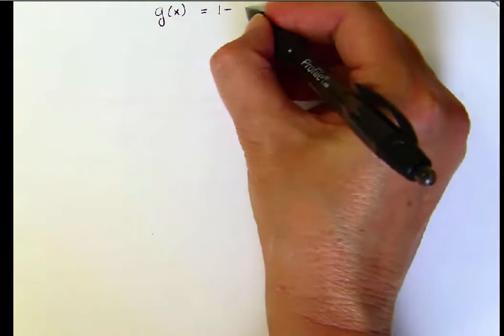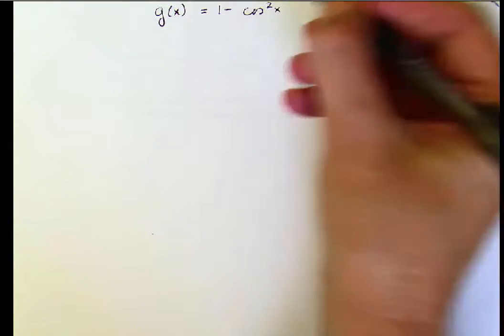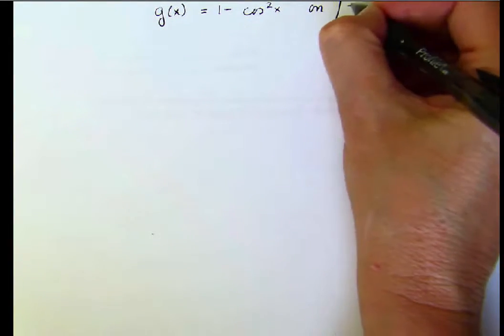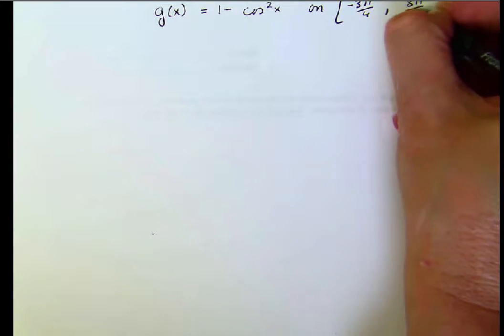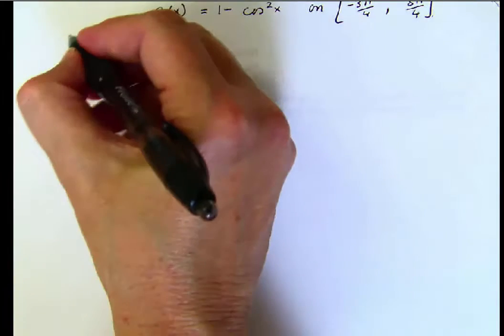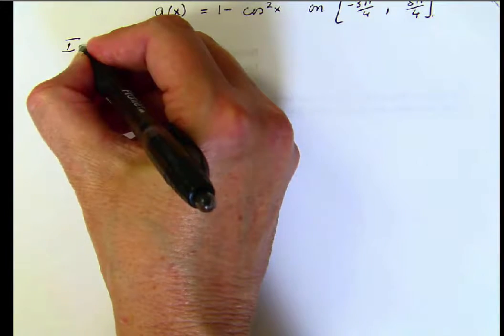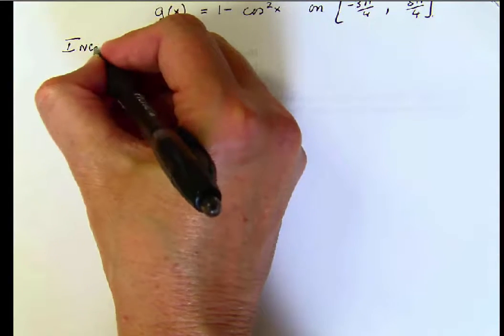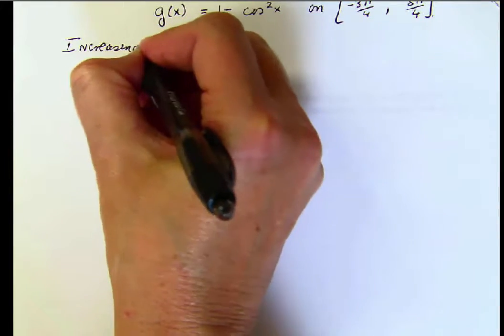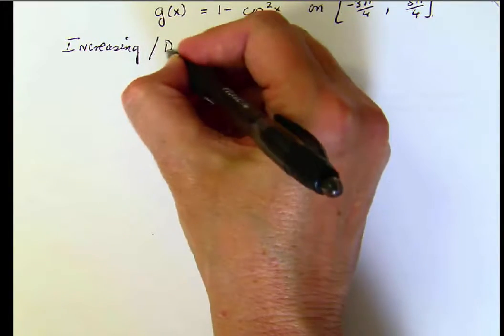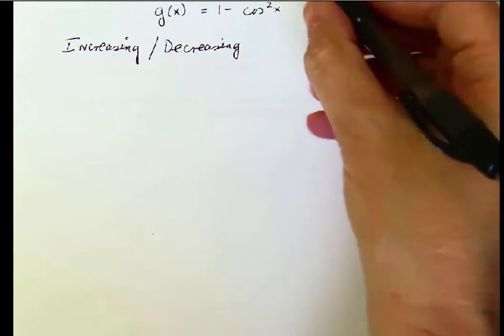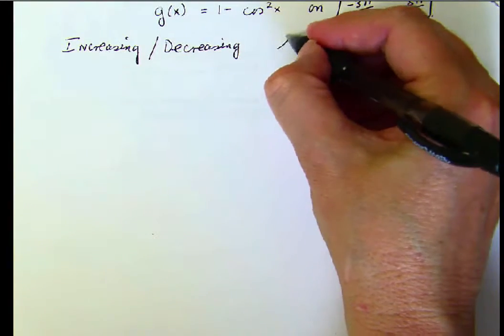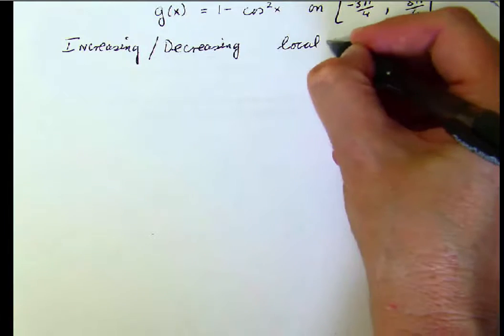g of x equals 1 minus cosine squared of x on the interval from minus 3 pi over 4 to 3 pi over 4. First of all, we're interested in where the function is increasing, where it is decreasing, and where the local maxima and local minima are.